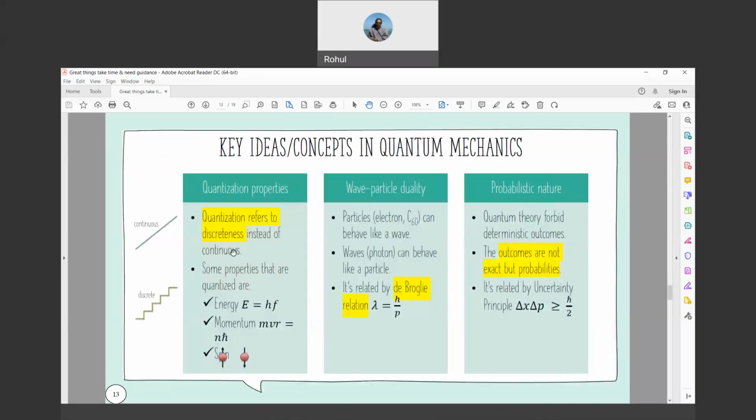Okay, here is a summary of key ideas or concepts in quantum mechanics. The first one is quantized property. Quantization refers to discreteness instead of continuous. If you look at stairs, compared with a continuous ramp, on a ramp you can be at any point on this line. This is what we call continuous. Stairs have discrete levels. You can be on the first stair or second stair, third, fourth, and so on, but never in between.